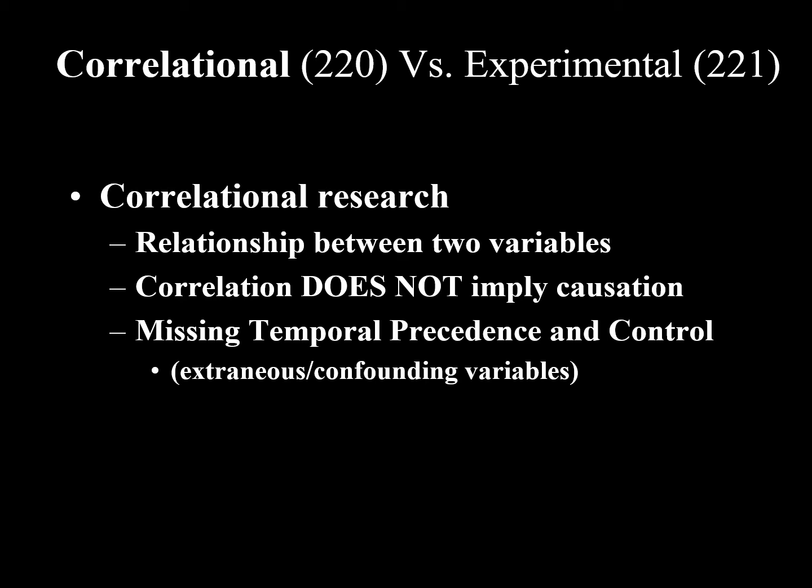Causation is a methodological issue. And again, generally most correlational research is missing temporal precedence, where you've controlled your independent variable, and control over that independent variable often comes through random assignment, which means that you have potentially extraneous or confounding variables. And a confounding variable, again, is simply a variable that varies with your IV that might also influence your DV.